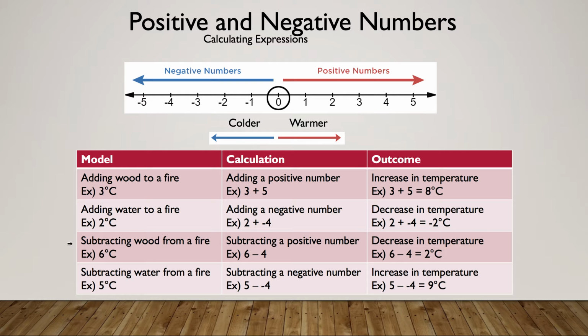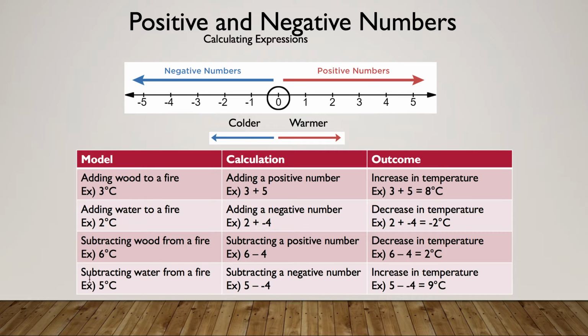Now let's take a look at case 3. Subtracting wood from a fire. You start at 6. You are subtracting a positive number because you're taking away the fuel. So 6 minus 4 is 2 degrees Celsius.